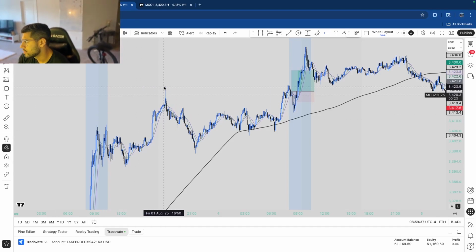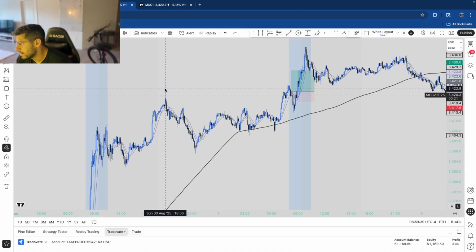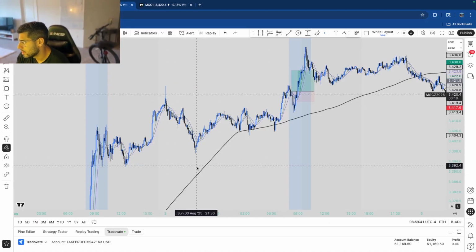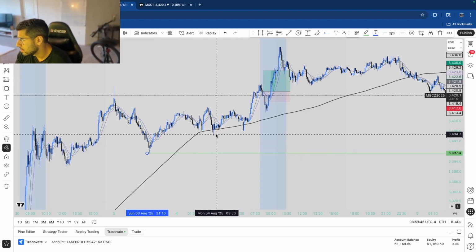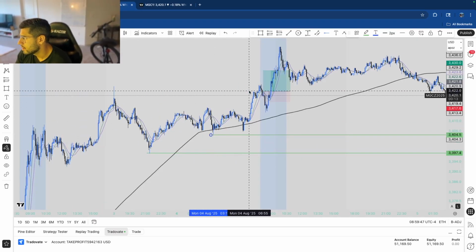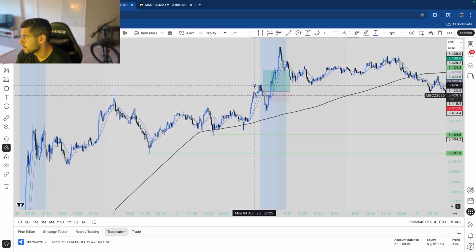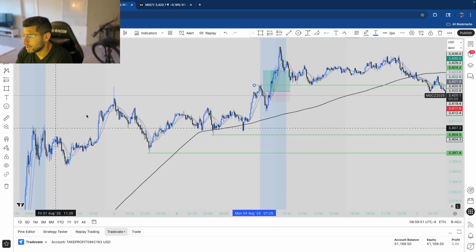There was no Asia high that did not get taken out already. So Asia high was right here. We had Asia low down here. We had London lows down here. And then we had London highs right here, but London highs got taken out. So we can go ahead and take that off.